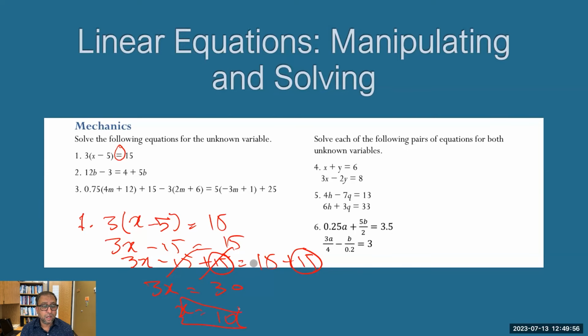So these are single equations with single variables. But if there are two equations, and definitely we need two equations if there are two variables in it, like x plus y is equal to 6 and 3x minus 2y is equal to 8, what we have to do is get the values of x and y.